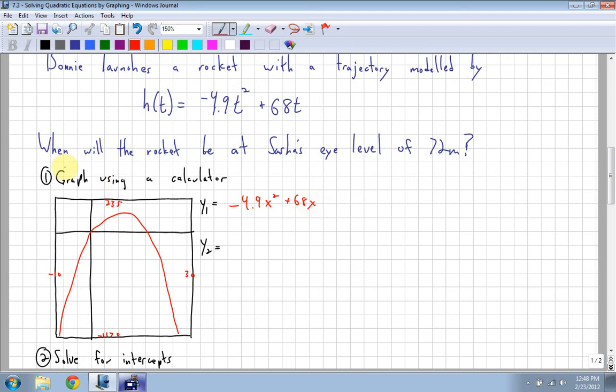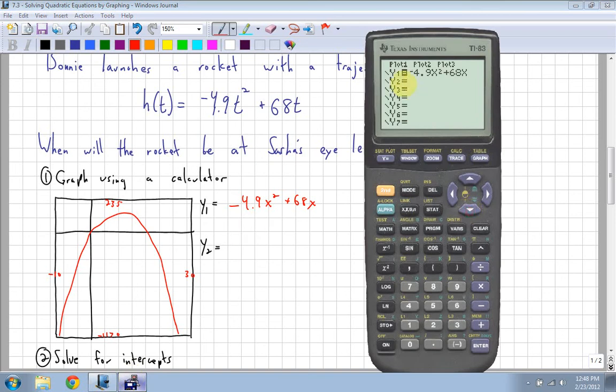Now, the second part of this is, when will the rocket be at Sasha's eye level of 72 meters? So what I want to do is I want to go down to my y2. I just press down. And then in my y2, I'm actually going to plug in 72. And then hit graph. Notice how it puts a straight line across. And that straight line across is where Sasha's eye level is. She's at the top of a mountain or something. And we have to figure out when the rocket will be at Sasha's eye level. Well, it's going to be at Sasha's eye level there and there, which are where the two lines intersect.